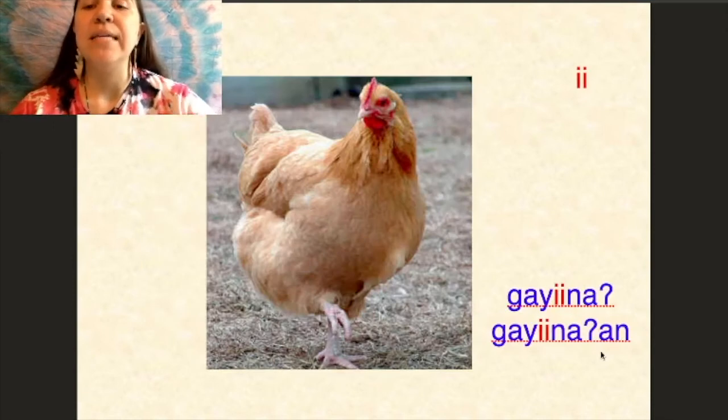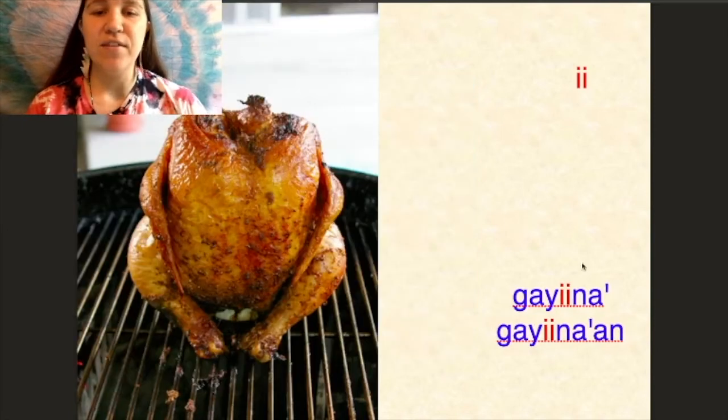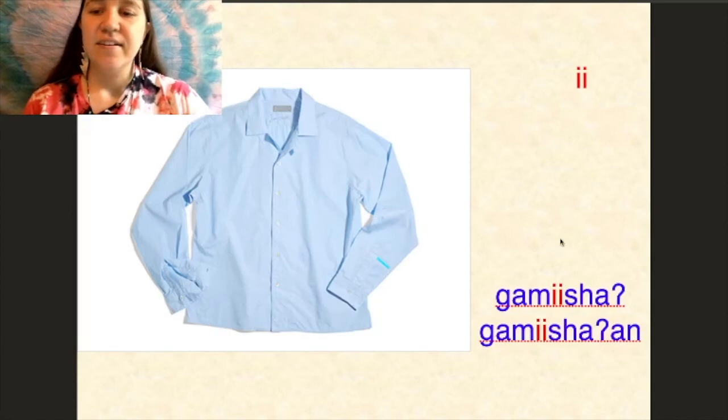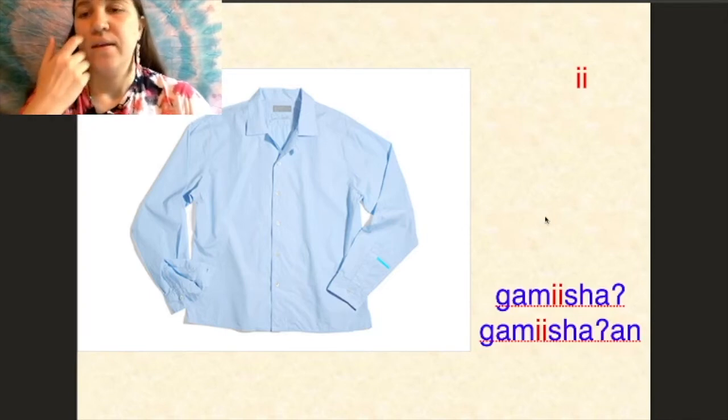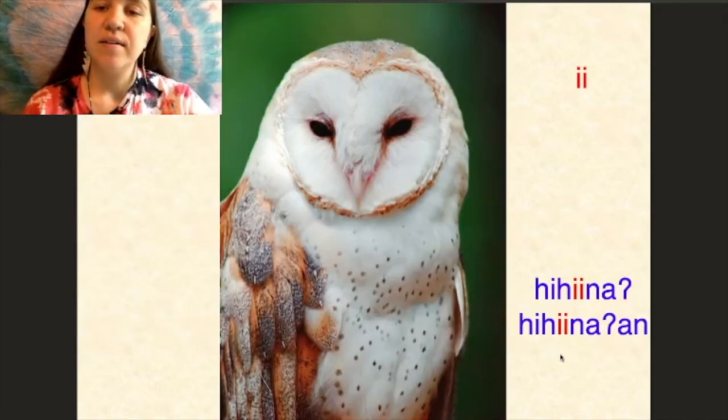And for that double E, we have gaina, gainaan. And that's for chicken. And we have another chicken, the cooked kind, gaina, gainaan. And for a shirt, it would be gamisha, gamishaan. And for owl is hihina, hihinaan.